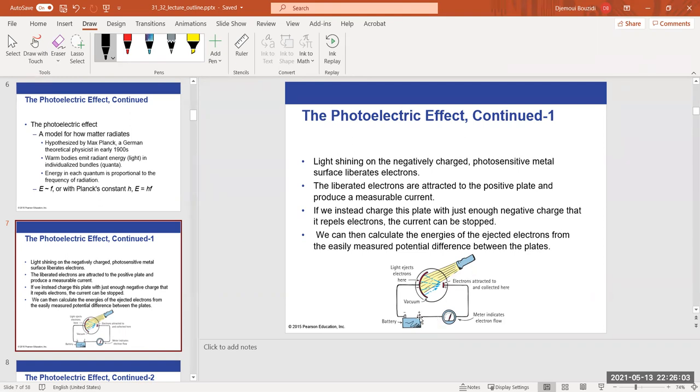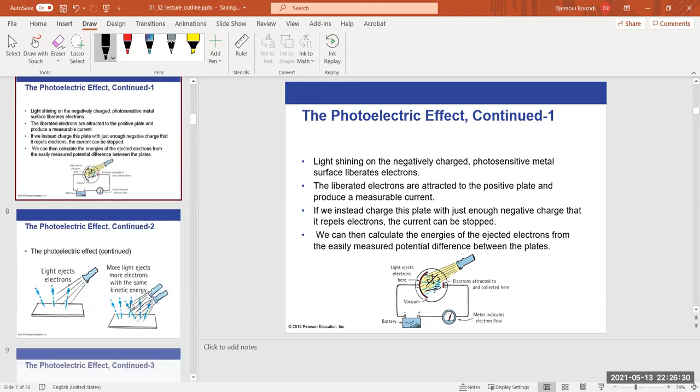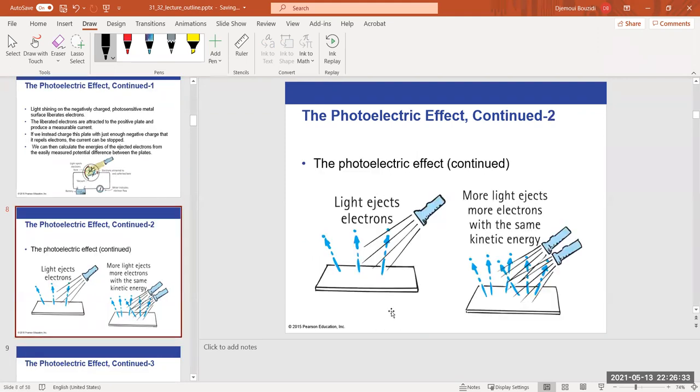After they come out, if there is no battery in here, the circuit will be completed. But if you take a battery and put it in the opposite direction, the electrons that are coming in here will actually be reversed. No, I'm sorry, we're accelerating right now. Anyway, you can detect the electron flow with a galvanometer. So again, more light ejects more electrons, that's it.